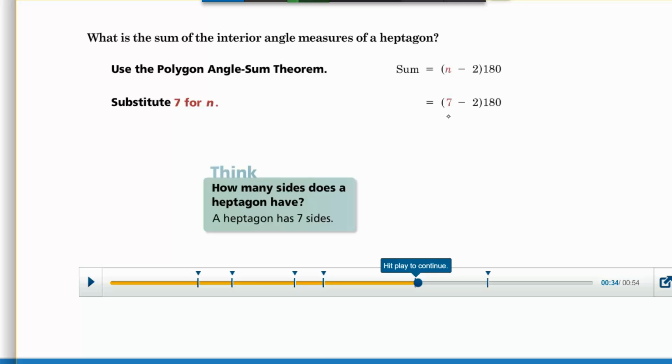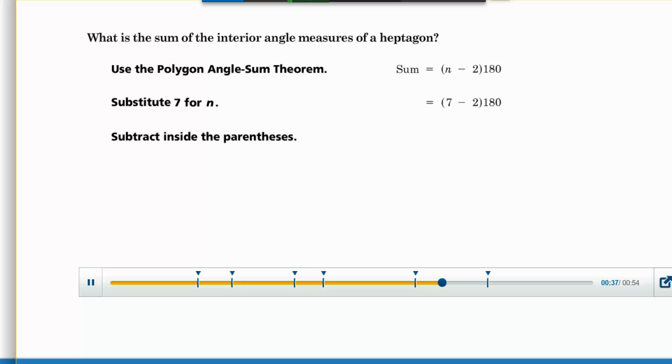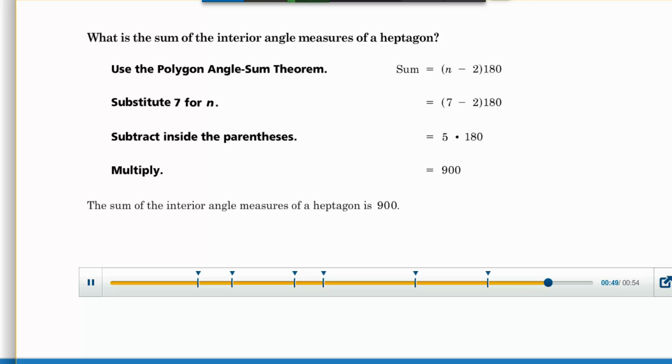So the 7 minus 2 is going to give us 5, which means a 7-sided figure, if we draw the diagonals in, has 5 triangles in it. Each triangle is 180. Subtract inside the parentheses. And multiply. The sum of the interior angle measures of a heptagon is 900.